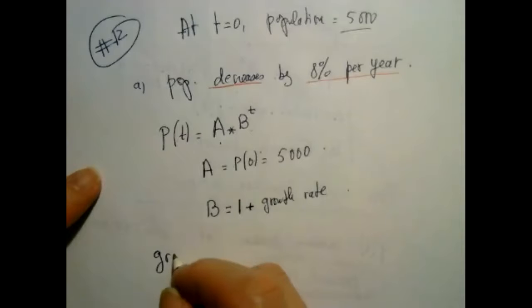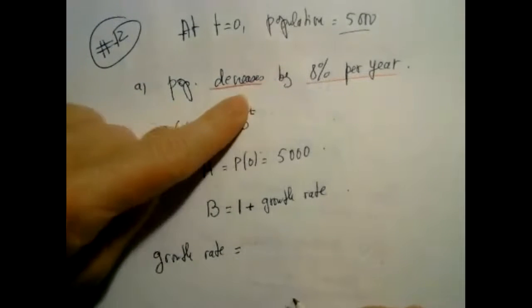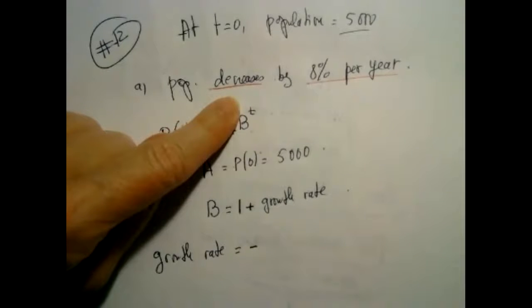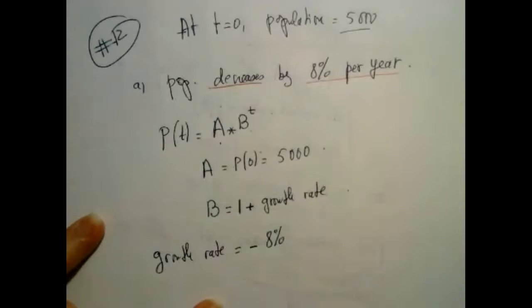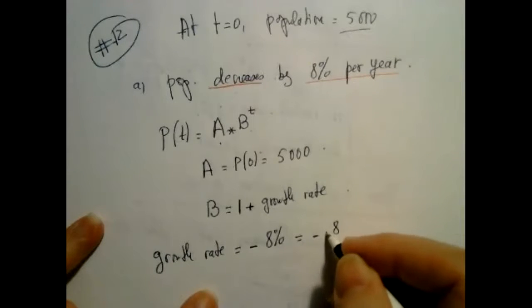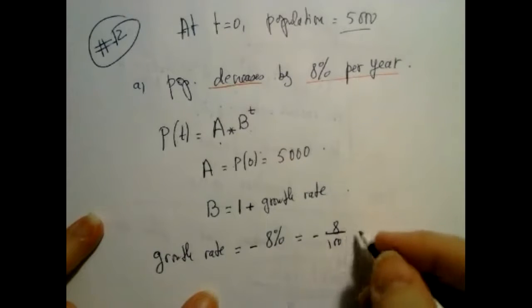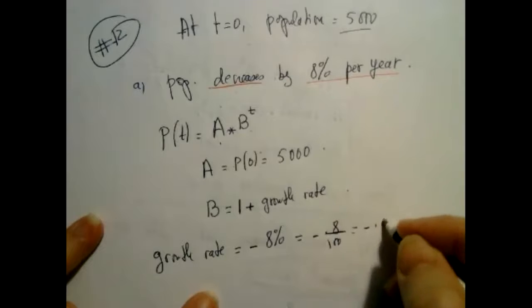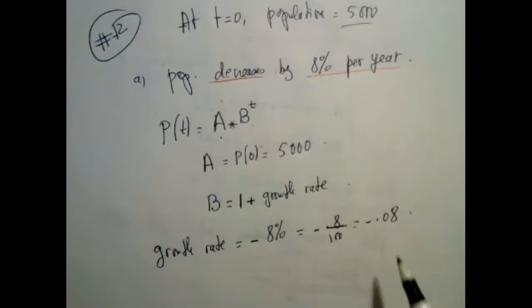So the growth rate here is: the population is decreasing. It means we have a negative growth. It decreased by 8%. So the growth rate is the percent by which the population is decreasing. It means minus 8 over 100. That's 8%, which is minus 0.08. All right, that's the growth rate.